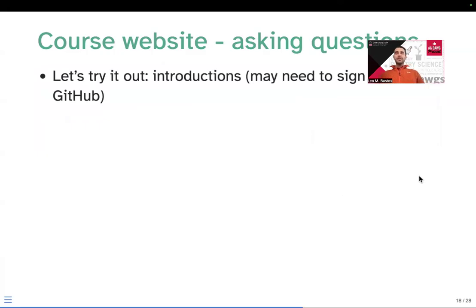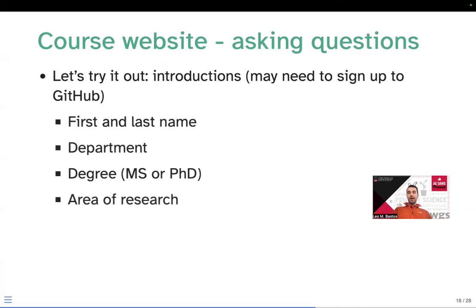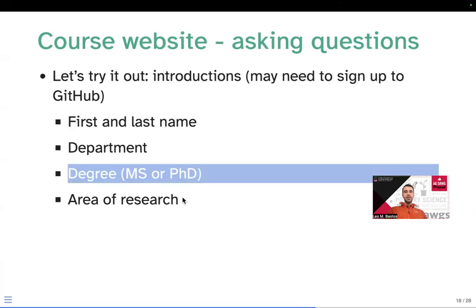All right, so let's try it out. I will create an issue on our GitHub repo called introductions, and on your side, I want you to respond to that issue. For that to happen, you're going to have to have a GitHub account. If you don't have one yet, please go ahead and sign up for one. It is free. Once you sign up, I want you to respond to my introductions issue by telling me your first and last name, your department, if you are pursuing a master's or a PhD, and what your area of research is.